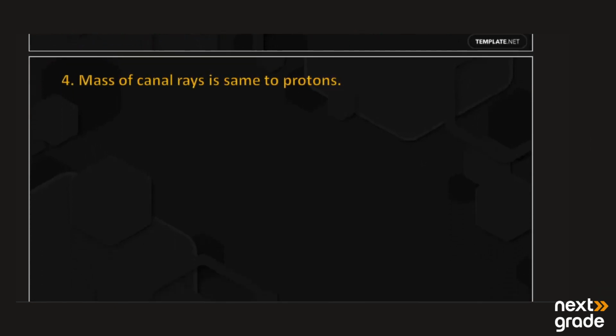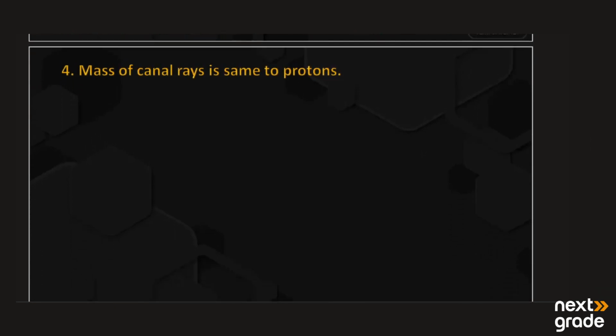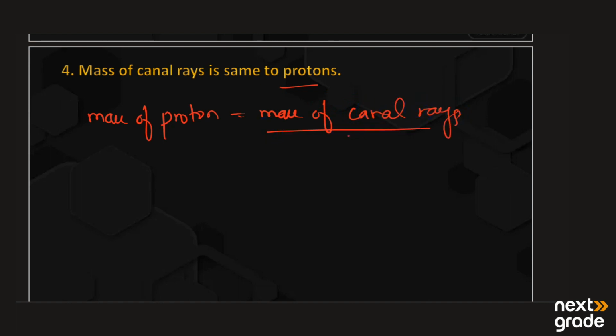Next we have the fourth one. The mass of the canal rays is the same as the mass of the protons. So here the mass of a proton is equal to the mass of canal rays. That's why the scientists named the canal rays as protons.